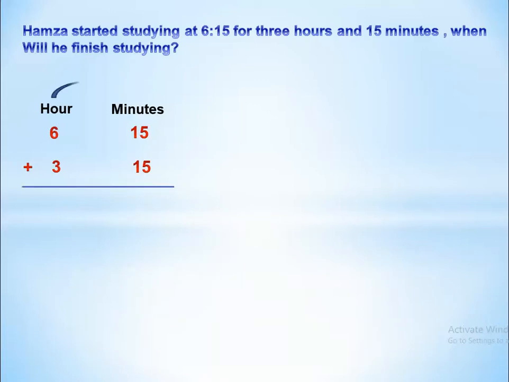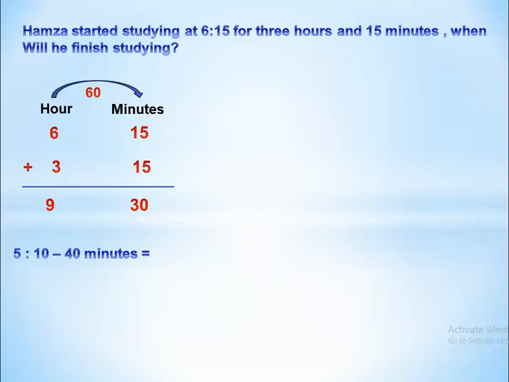Okay, we know that from hour to minute is 60. Let's add 15 plus 15 equals 30, 6 plus 3 equals 9. Here, do we need to subtract 60? No. Why? Because 30 is smaller than 60, so Hamza will finish studying at 9:30.